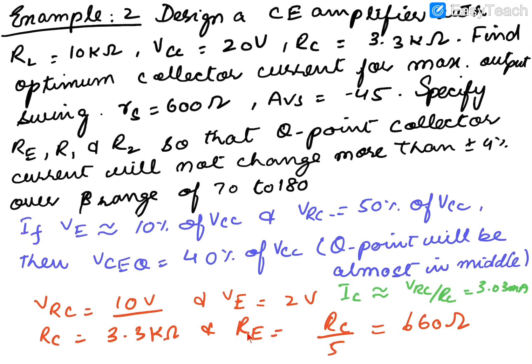So RE will be, as VE is 5 times smaller than VRC, as you can see that VE is 5 times smaller than VRC. It is 2 volt, it is 10 volt, 10 divided by 2 is 5. So as VE is 5 times smaller than VRC, RE should be 5 times smaller than RC. So RE is equal to RC divided by 5, which is equal to 660 ohms.